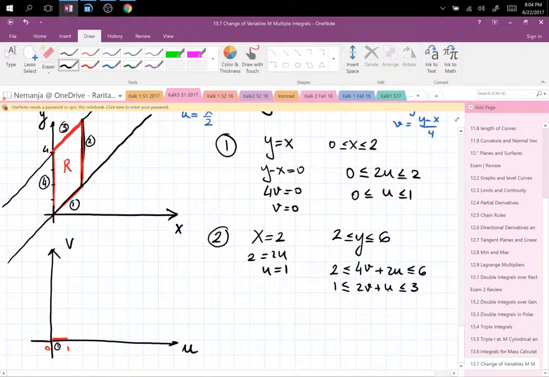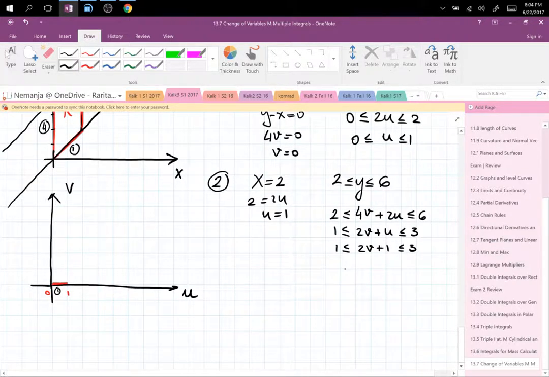Now what's u? U is 1. So I have 1 less than or equal to 2v plus 1 less than 3. Then we take away 1 everywhere: 0 less than 2v less than 2. And divide by 2. So v is stuck between 0 and 1. U being 1, we get that much. That's 2. Then 3.